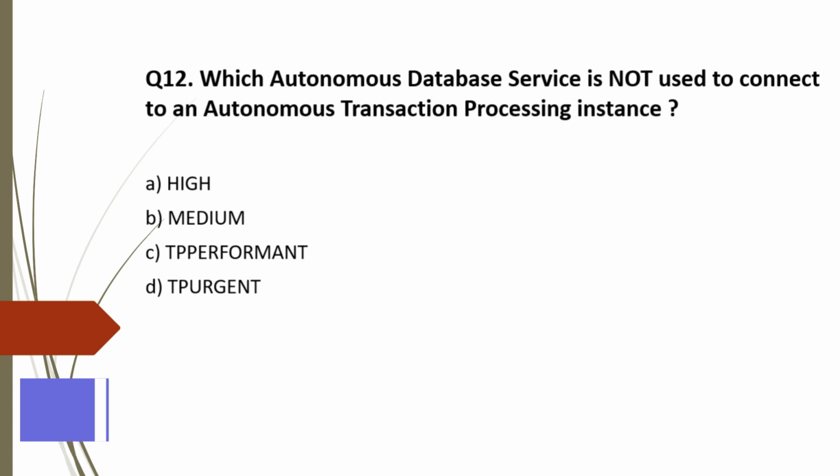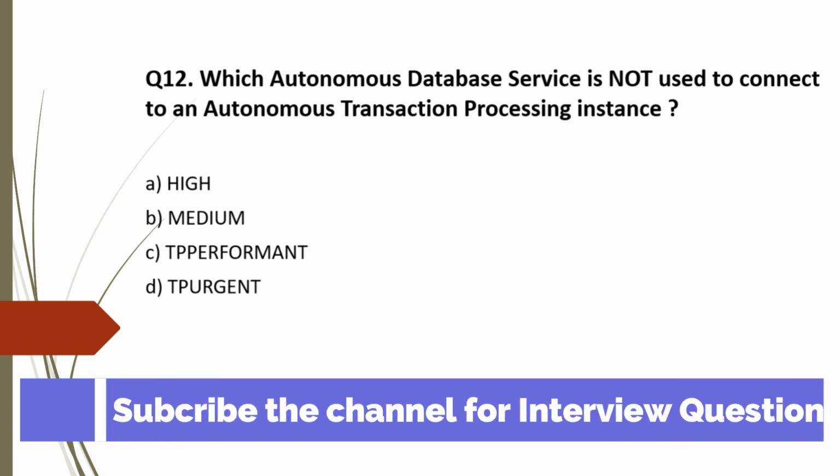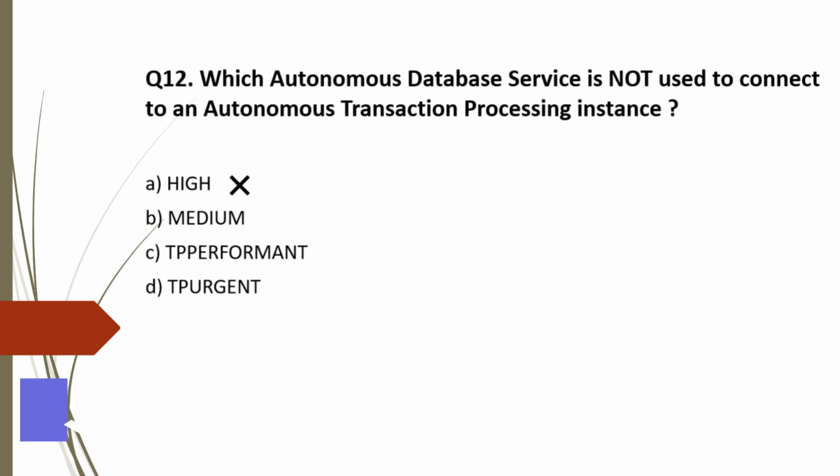Coming back to the question, option A, high, and option B, medium, both are valid database services. As per the question, we have to select which is not. So both option A and B are incorrect. Option C is correct as there is nothing called TP performant. Option D, TP urgent, is also valid, hence an incorrect choice. So the correct option for question 12 is option C.